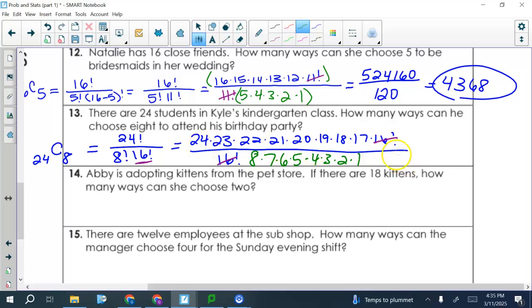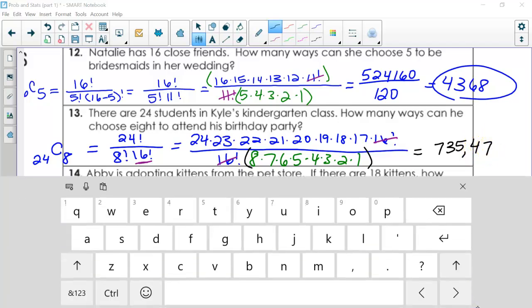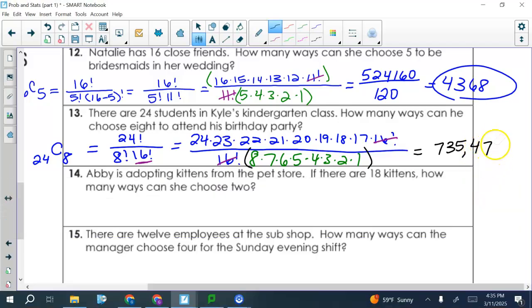All right, so now you can multiply the numerator in parentheses and then divide by the denominator. Again, the denominator, make sure you put those parentheses. If you do the top, you can just push enter and then divide it by, but you've got to do parentheses in the bottom if you want to do it all in one step. All right, so if we do that, there should have been 735,471 ways to invite the 8 kids to the birthday party.